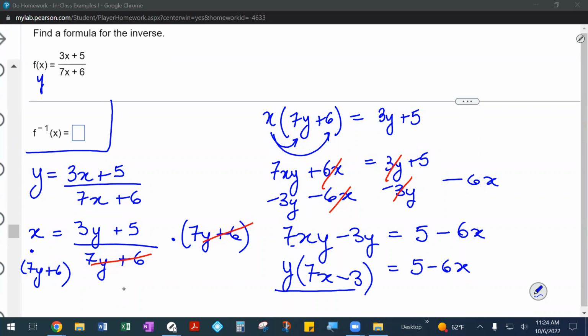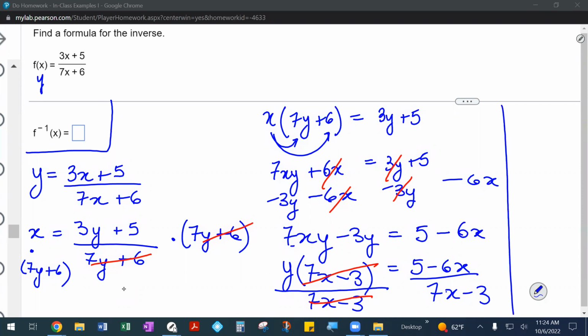So just go ahead, divide both sides by that parenthesis, 7x minus 3. And this is how you isolate your y by itself. So this cancels out and you are now left with y on the left-hand side because we got rid of the 7x minus 3. And we have 5 minus 6x divided by 7x minus 3. When you get that y by itself on one side, you can now replace it with your inverse notation. And this is your inverse function for the original function that we started out with.